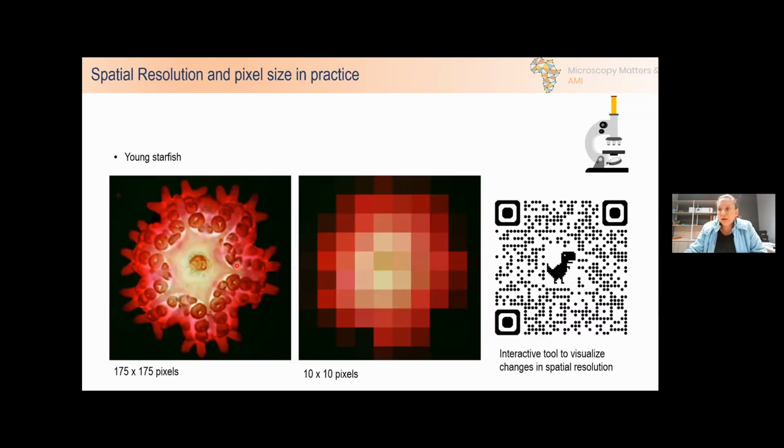Let's have a look at the effect in imaging. This is an image of a young starfish, which is represented by 175 by 175 pixels. You can see that it's quite detailed, and the pixel size has been selected well enough to see this detail. If you look at the same sample, but this time you divide the image into 10 by 10 pixels, which means the pixels are a lot larger, you basically get rid of that detail that was possible to visualize. If you want to have a look at how pixel size affects spatial resolution, there's an interactive tool that you can use to visualize the changes in resolution.